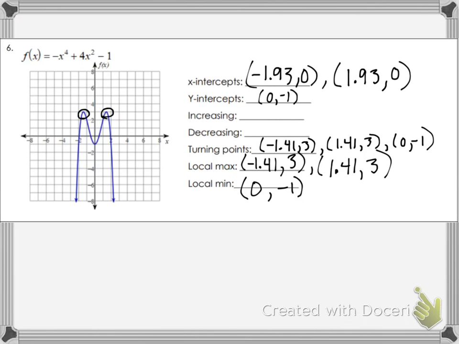Now, let's do our increasing, decreasing. Okay? So now we know the x values of our ordered pairs here, here, and here. Correct? My x values are negative 1.41, 1.41, and 0. So, anyone want to take a shot at giving me my intervals for increasing?